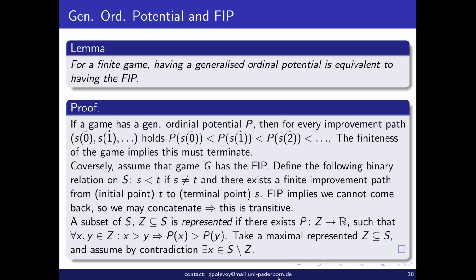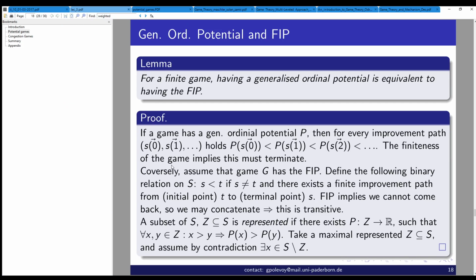So we define the following binary relation, which has the meaning of being smaller than. We write s smaller than t, where the relation is on strategy profiles, if the strategy profiles are not exactly the same, so at least one agent differs, and there exists a finite improvement path from s to t. That's why s is smaller than t.